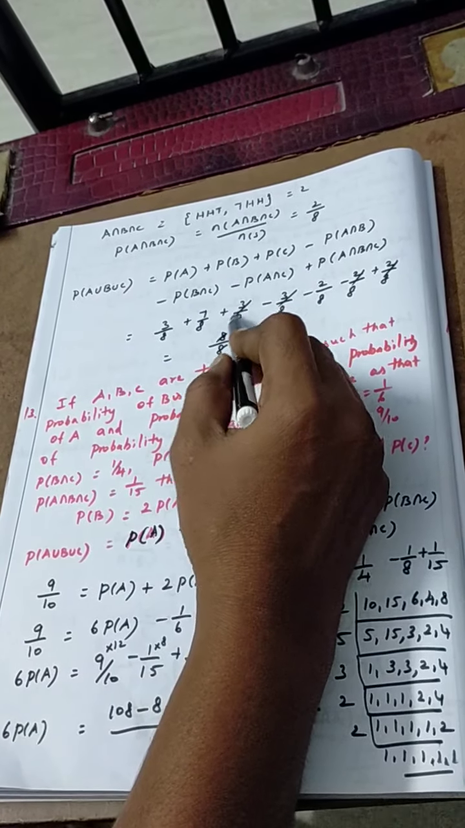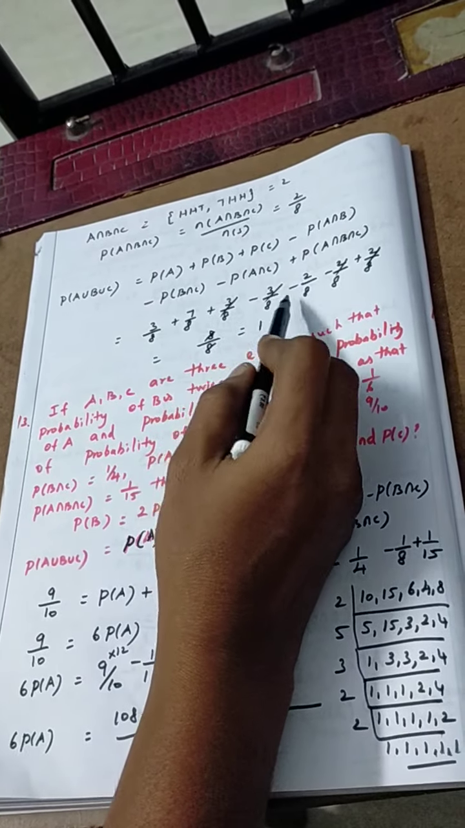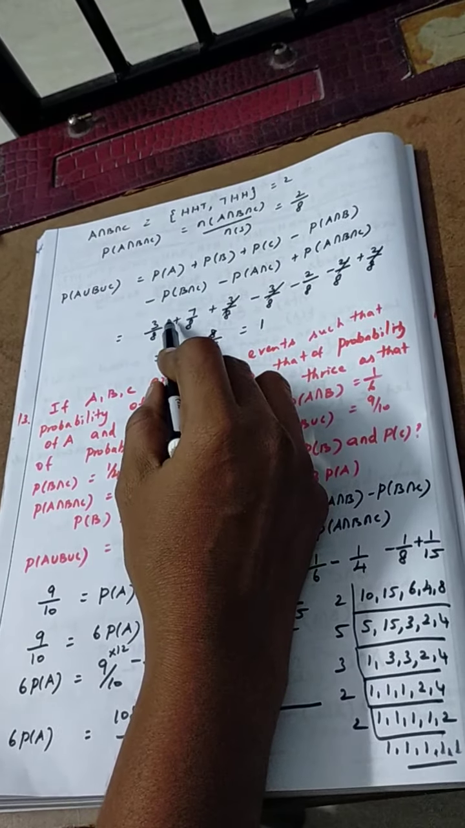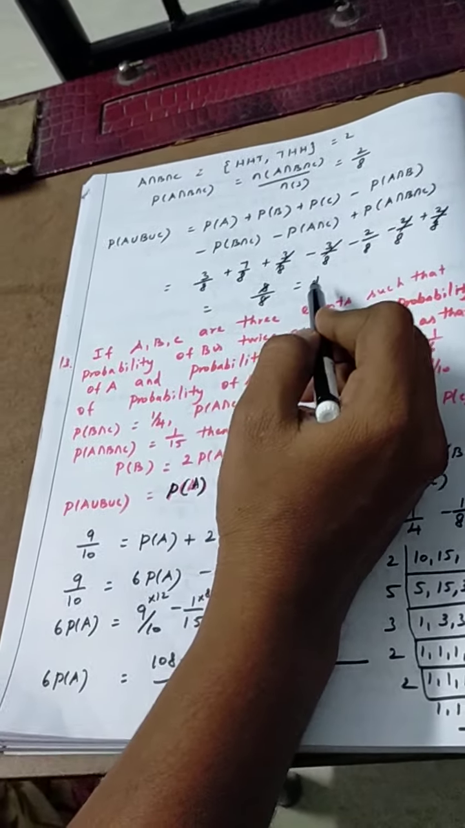Cancel the terms. One positive and negative cancel, one more positive and negative cancel. Then commonly apply 8: 3 plus 7 is 10, 10 minus 2 is 8. 8 by 8 equal to, cancel the term, answer equal to 1.